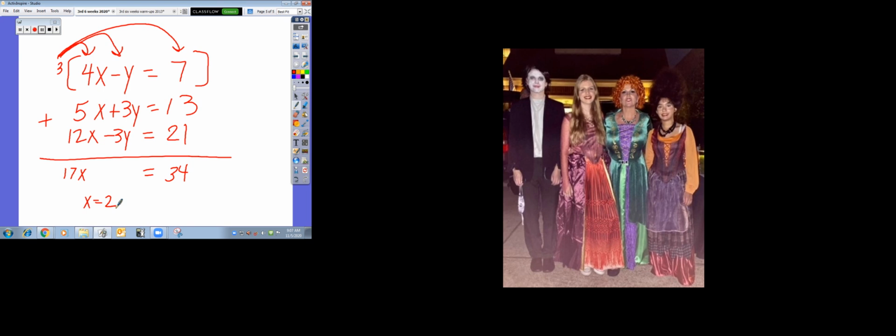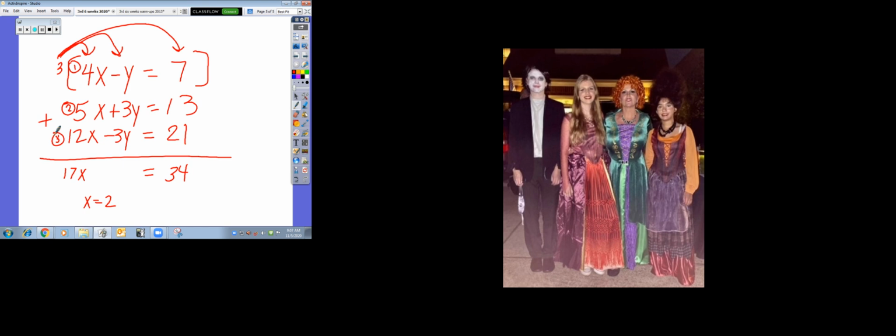Am I done though? No, I still need the what? I still need the y. I could go back to original equation number 1. I could go back to original equation number 2. If I wanted to, I could even go back to the new equation, the version of number 1 that I changed. But I've got to pick an equation somewhere and take out the x and put in a 2.